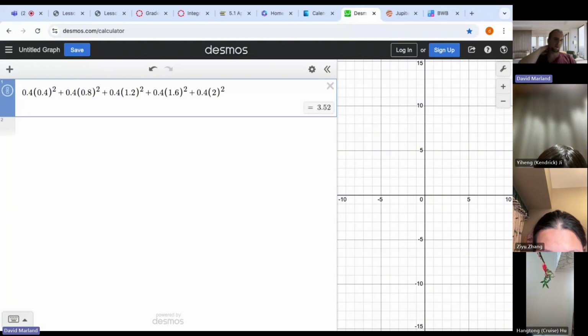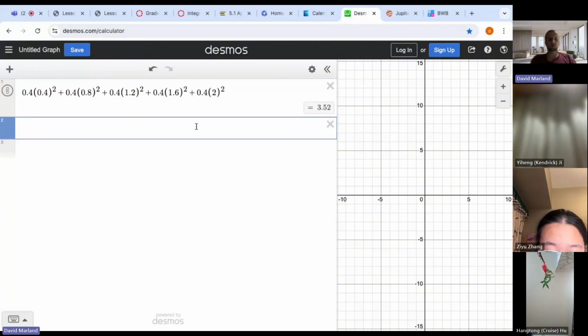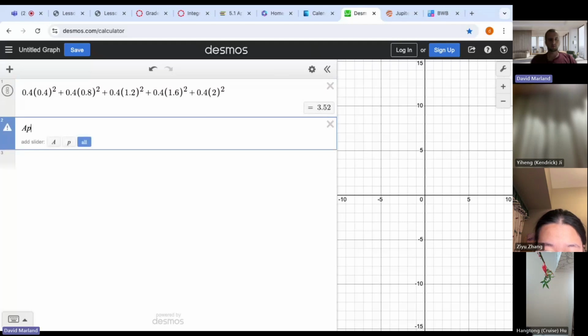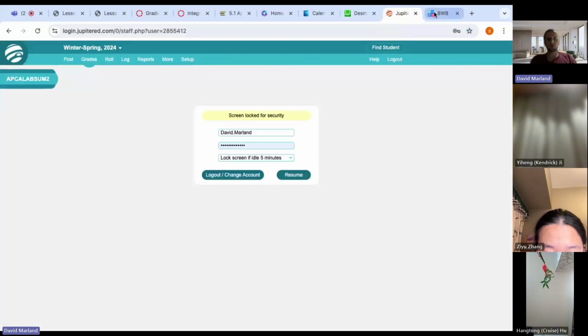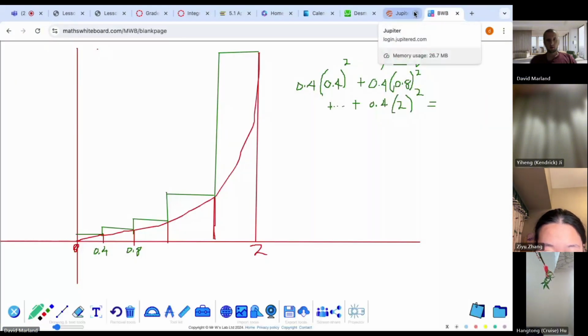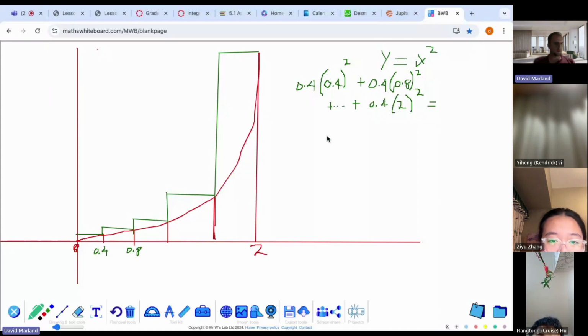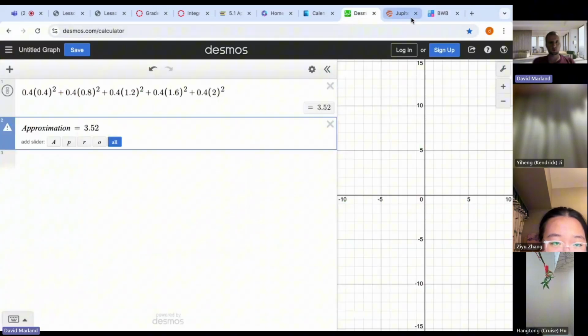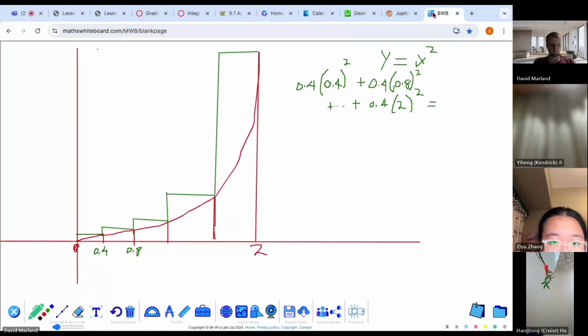Okay, so this is 3.52. This is my approximation. So the approximation is equal to 3.52. So is this an overestimate or an underestimate? Kendrick, is this an overestimate or an underestimate? What do you think? Can anyone help? Anyone got any ideas?